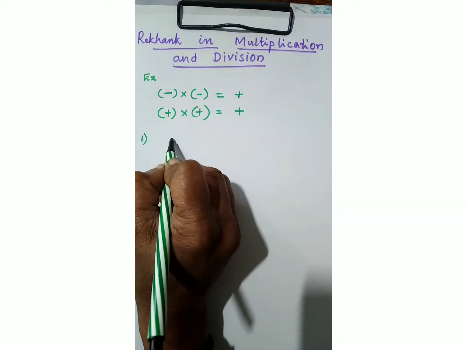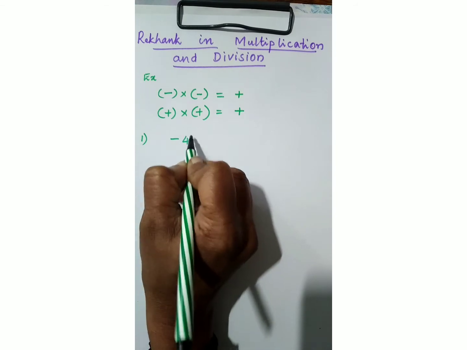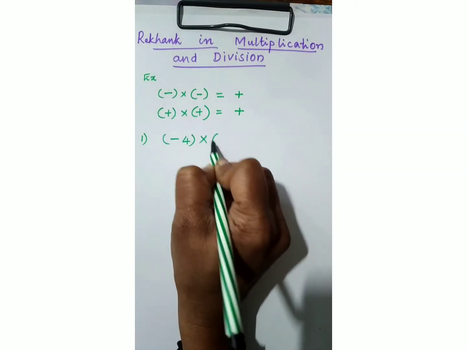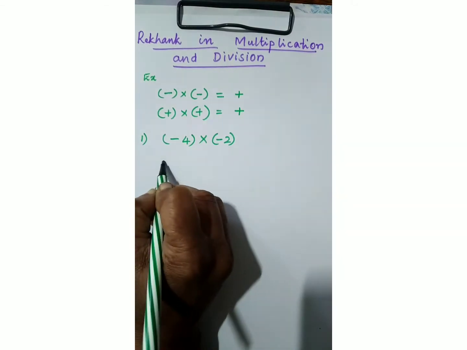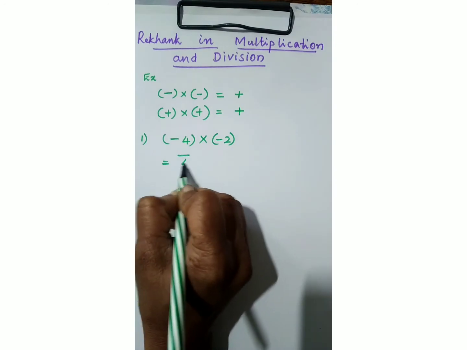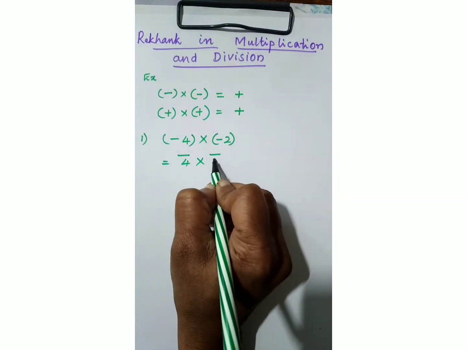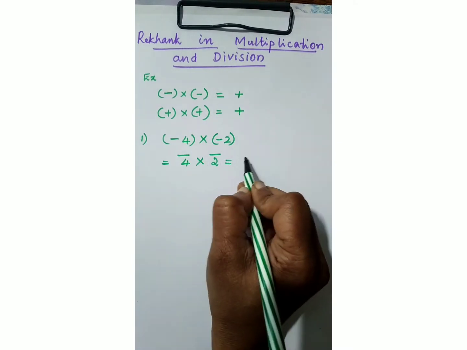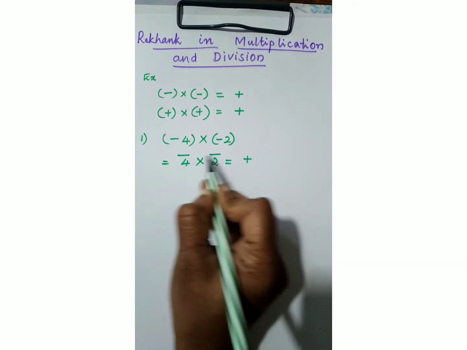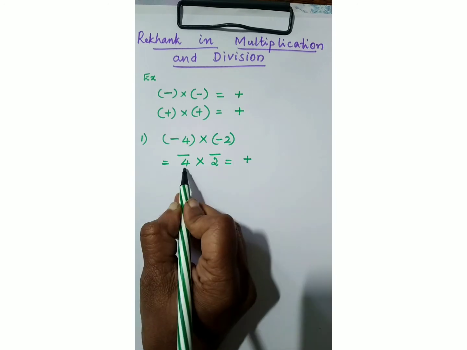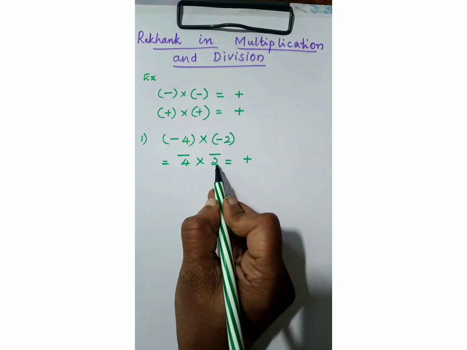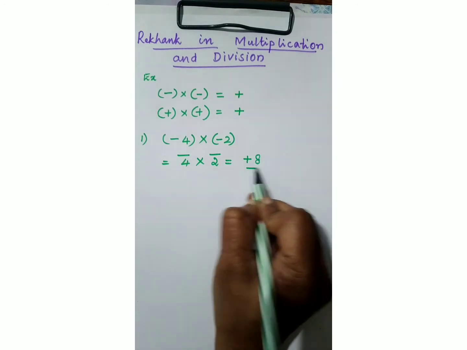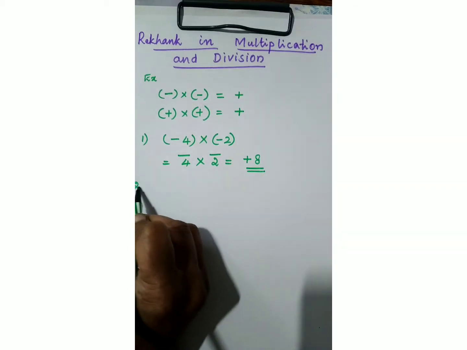First one. Minus 4 or negative 4 into negative 2 is equal to bar 4 into bar 2. In Vedic math we are writing like this. That is plus, bar: negative into negative is positive, and multiply the digits. 4 into 2 is 8. This is the result.